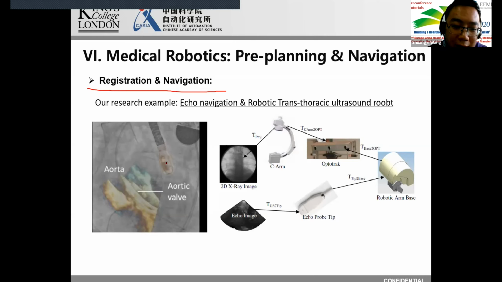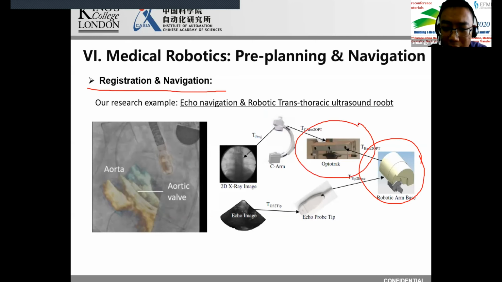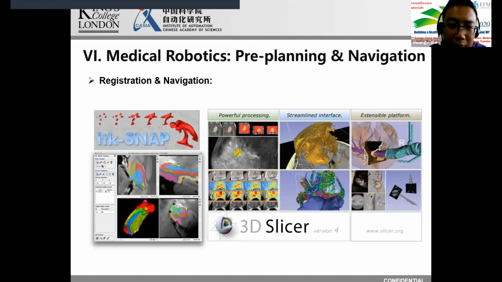Another example here is a robotic transthoracic ultrasound robot, which is an ultrasound robot. But this robot is used not for diagnosis, but for guiding surgical procedures. You can use the robot and also some tracking device, and then eventually you can align the X-ray imaging with the echo ultrasound imaging together to guide the robot to do some operation.